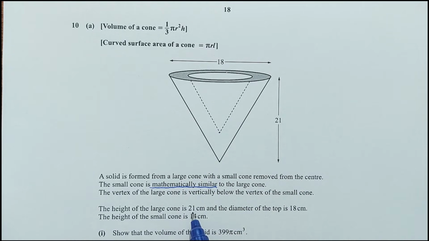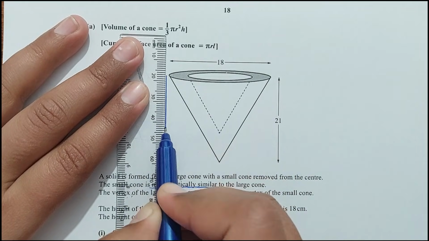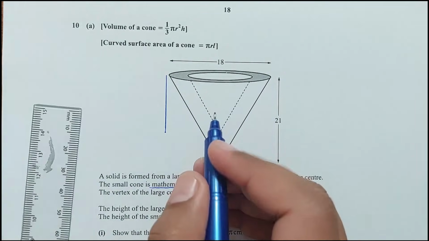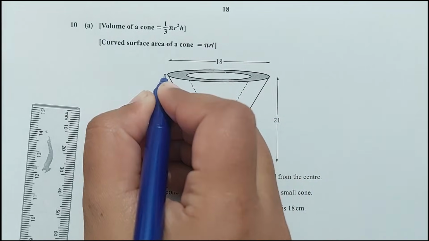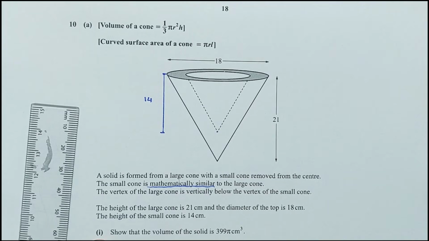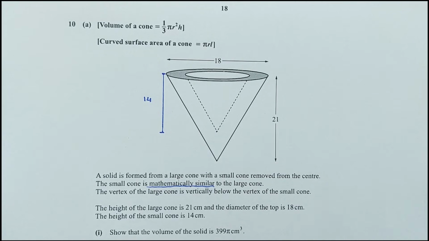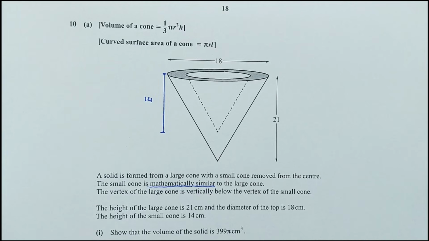The height of the large cone is 21 centimeters and the diameter of the top is 18 centimeters. The height of the small cone is 14 centimeters. So this height, the smaller one, till this point, let's say this height is 14 centimeters, right? Number one, show that the volume of the solid is 399 pi centimeters cubed. The volume we have to find.